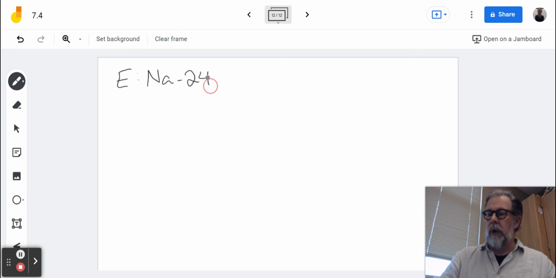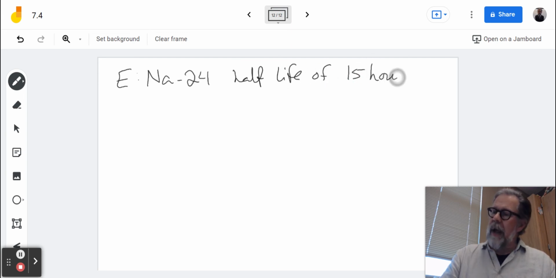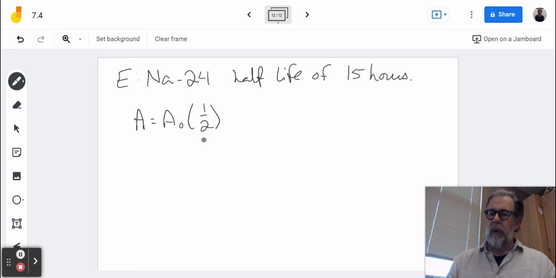We have an isotope of sodium, Na-24. It has a half-life of 15 hours. And we've done half-life problems using a base of e, but why not do a half-life problem with a base of 1/2? Because we know that that'll just be t over the time it takes for half of the substance to decay. So the question then would be, well, when do we have 10% left?